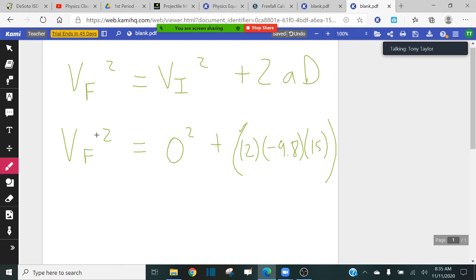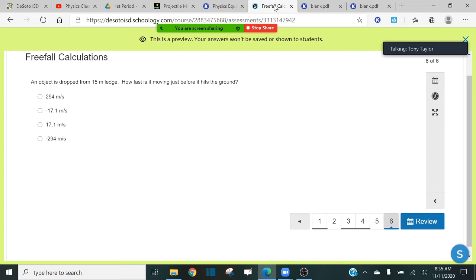And guys, your goal is to solve for final velocity. You're not solving for final velocity squared. You're solving for final velocity. So I'm going to have you guys go through the algebra, work that out, and then send me a private message when you think you have the answer.